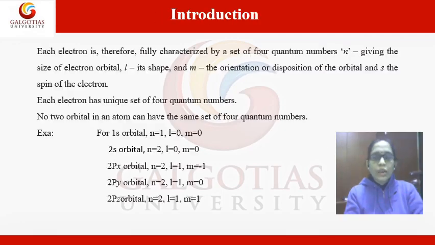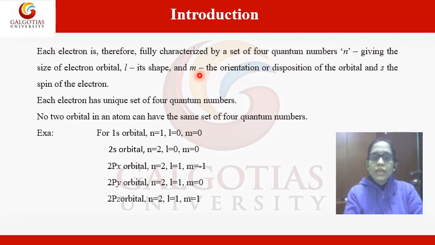Let us see what Pauli's exclusion principle explains. We know each electron is characterized by a set of four quantum numbers. The principal quantum number n gives the size and energy of the orbital, the azimuthal quantum number l represents the shape of the orbital, the magnetic quantum number m represents the orientation or disposition of the orbital, and the spin quantum number s represents the spin of the electron.